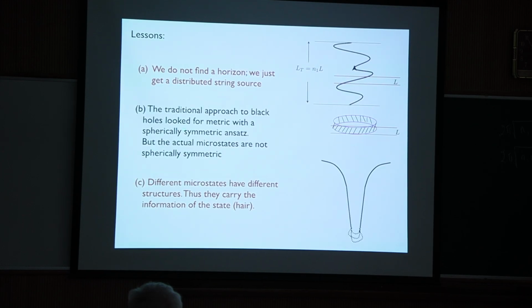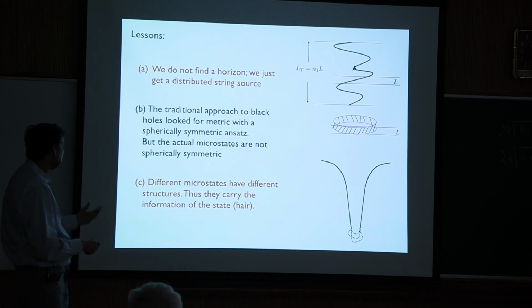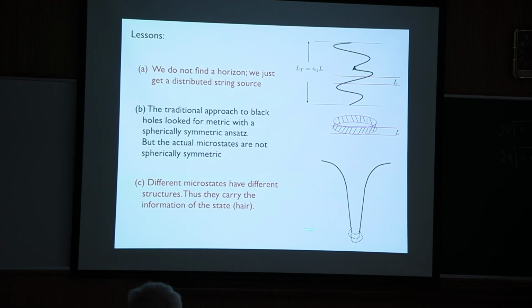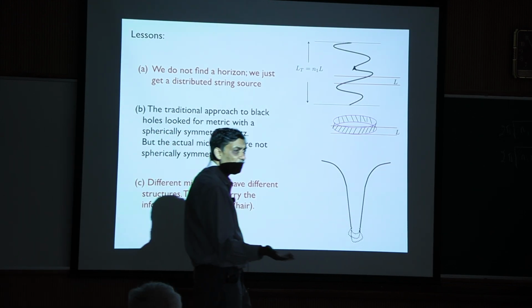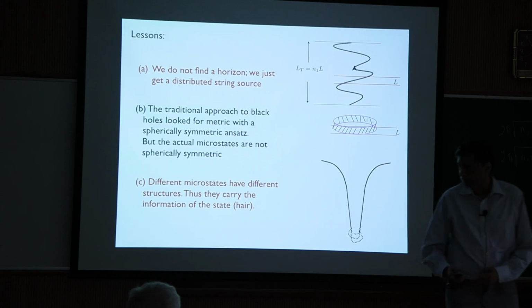Okay, so we said the first lesson was there's no horizon. Second thing is that spherical symmetry is not obtained, and people were getting the wrong answers because they assumed spherical symmetry and then tried to write the answer, when different microstates have different structures. So there was this whole thing, black holes have no hair, all black holes look alike, how can we ever count their states? But of course you can count them, they all look different.